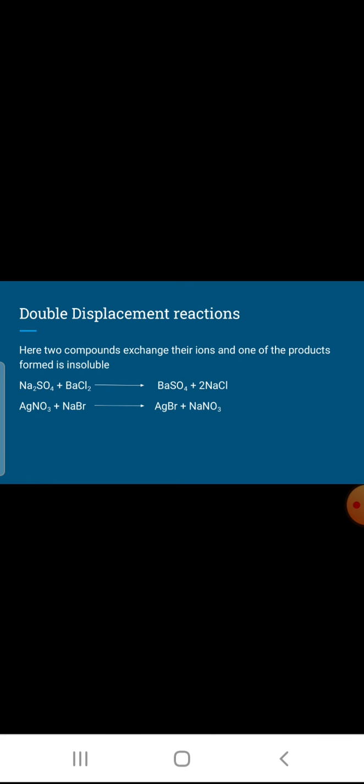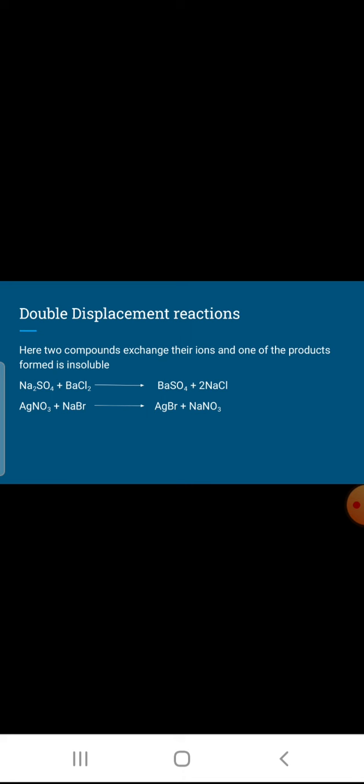Next is the double displacement reaction. In double displacement reaction, you can notice that exchange of the ions is taking place. So, double displacement reactions are those in which anions and cations of two different molecules mutually exchange, forming two entirely different compounds. Examples are given below.